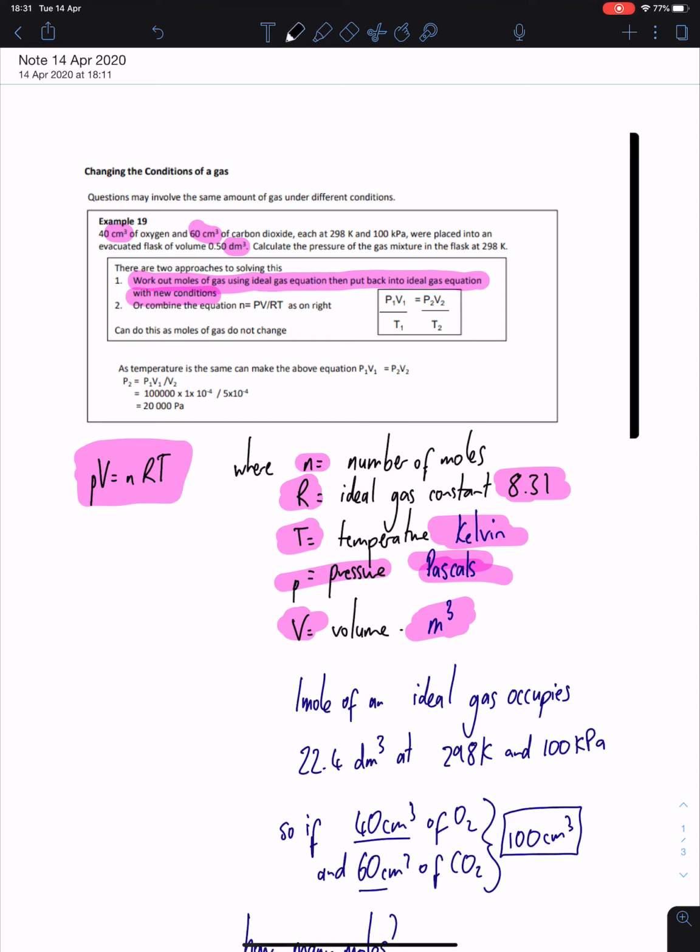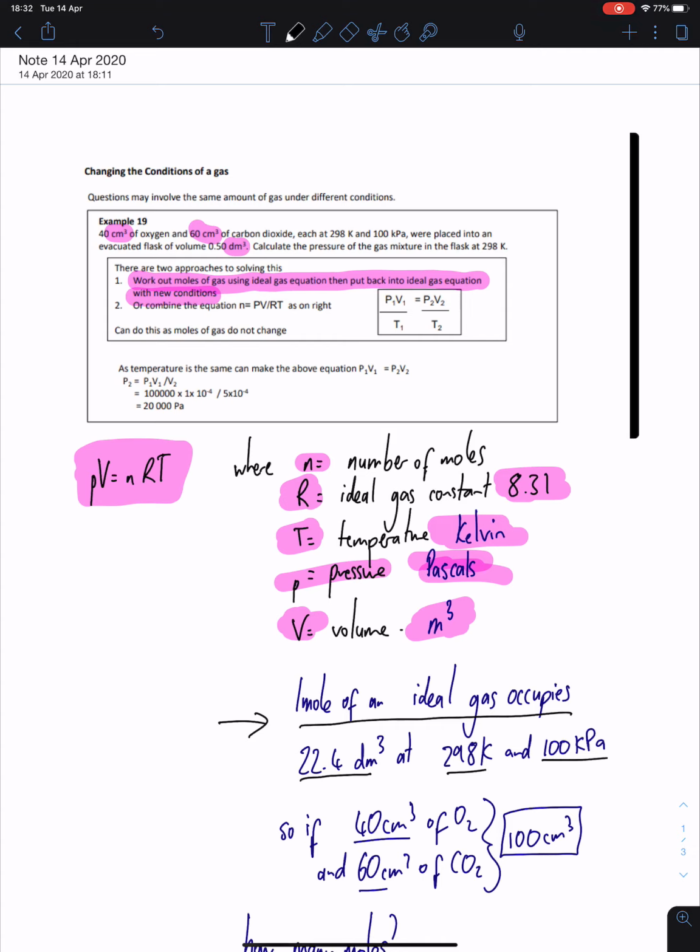Okay, the actual key to solving this with solution number one is knowing this bit of information that I've got here, which is that 1 mole of an ideal gas occupies 22.4 cubic decimeters at standard temperature and pressure. That's 298 Kelvin and 100 kilopascals. So that bit of information is in the spec, so you need to know that, and that's something that you need to bring to questions, in particular ones like this.